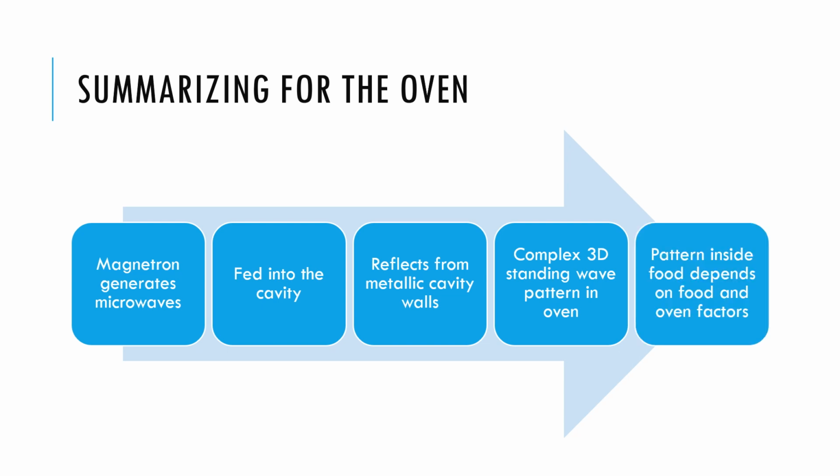And then the pattern inside the food is not completely guided by the pattern in the wave. This is very important. It also depends on the food and oven factors. So in the very next video, we're going to get into details of what are the food factors that decide energy absorption inside the food. And the video after that is what are some of the oven factors that decide the energy absorption in the food.